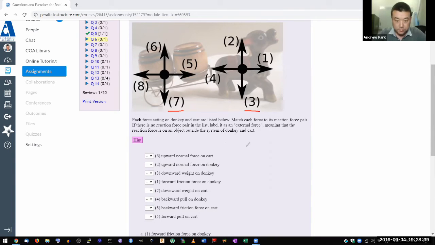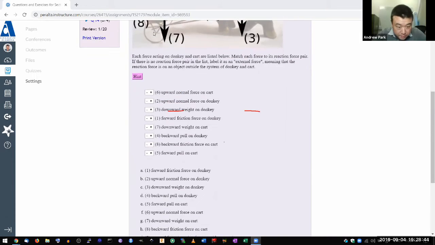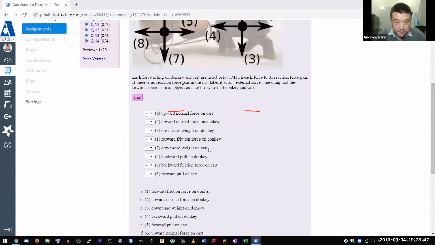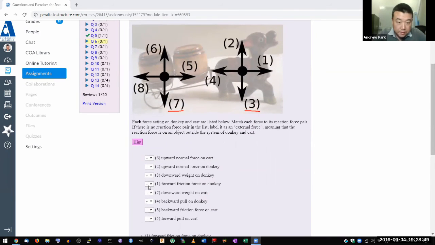Let's see, how do I do this? Let me just make sure how it's labeled. Okay, external force is I. So 7 and 3, they are I. And 6 and 2, the upward support force, that's also an external force. What's pushing these two objects up? That's the ground or the table pushing the object up. That's not part of my system. So the reaction force is on the table.